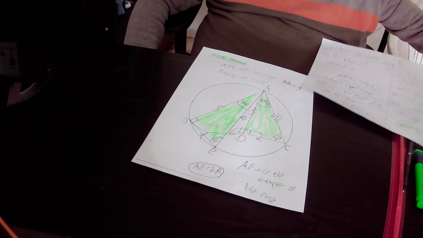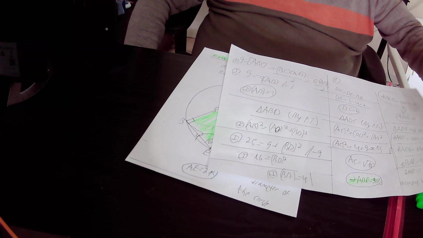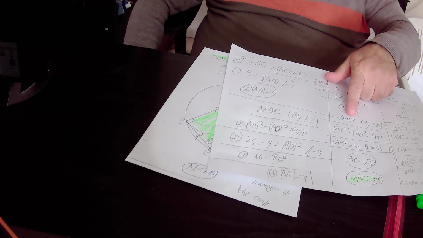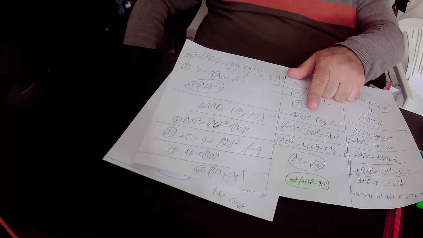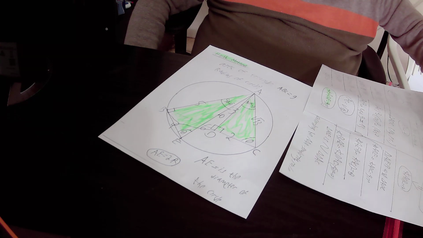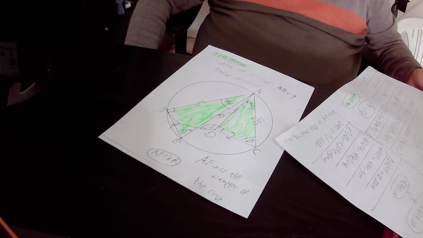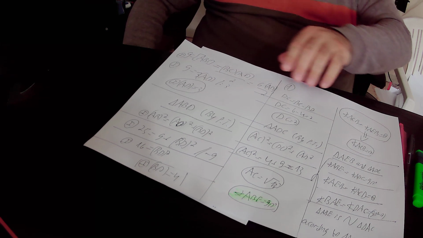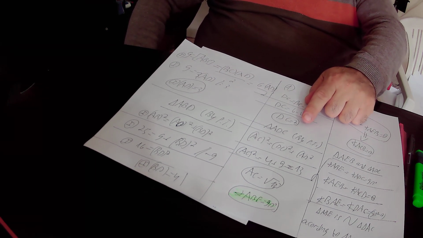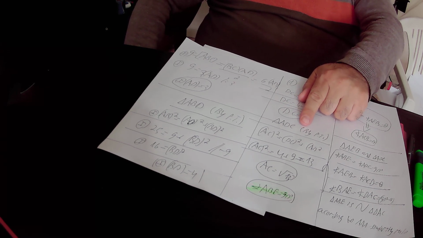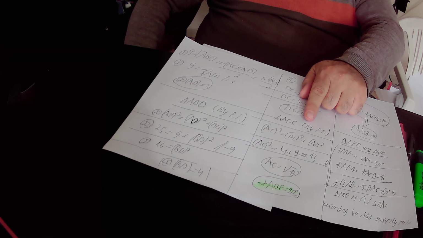According to the Pythagoras theorem, the square of the hypotenuse equals the sum of the squares of the perpendiculars. So here, that is to say, AC square equals DC square plus AD square. So here, AC square equals DC square. DC is 2, so DC square is 2 squared, that is 4, plus AD square. AD is 3, so AD square is 3 squared, that is 9.